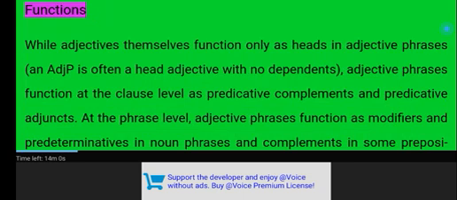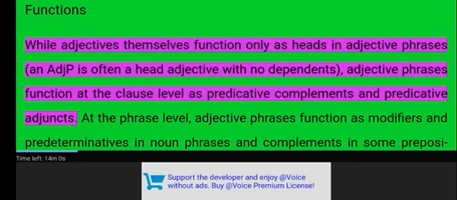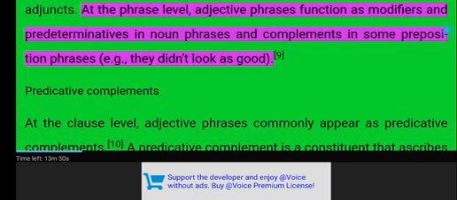Functions. While adjectives themselves function only as heads in adjective phrases, and an ADJP is often a head adjective with no dependents, adjective phrases function at the clause level as predicative complements and predicative adjuncts. At the phrase level, adjective phrases function as modifiers and predeterminatives in noun phrases and complements in some preposition phrases, e.g., they didn't look as good.